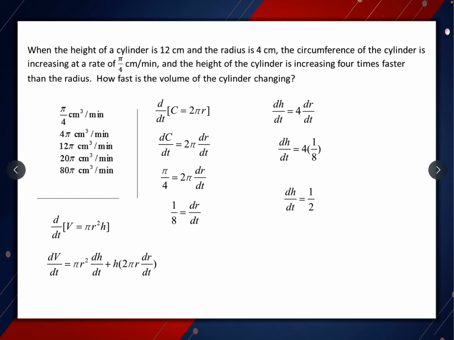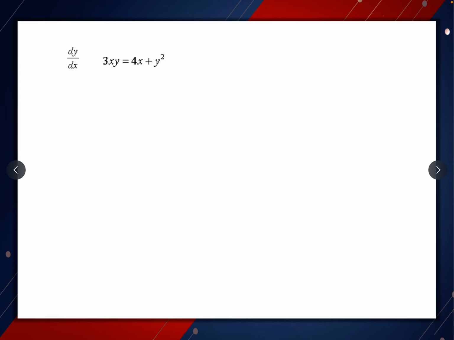And then we know that one, we can calculate the final answer by using the equation. Taking the derivative of both sides, we can get dV/dt is equal to pi r squared dh/dt plus h 2 pi r dr/dt. And we know dr/dt, we know dh/dt, and we know the height and the radius. So plug all of them into the function. We can get the final answer, dV/dt is equal to 20 pi.